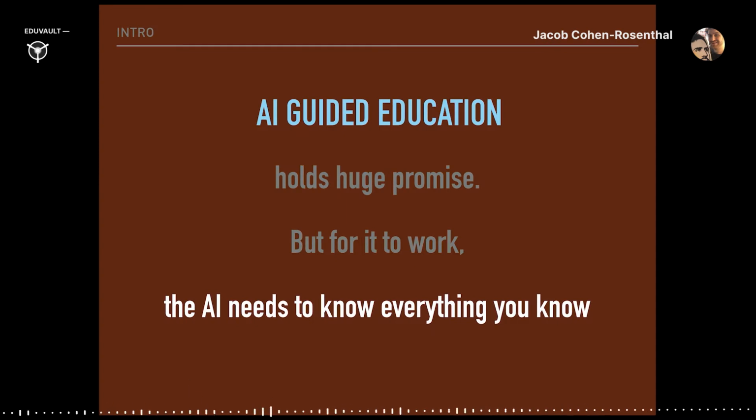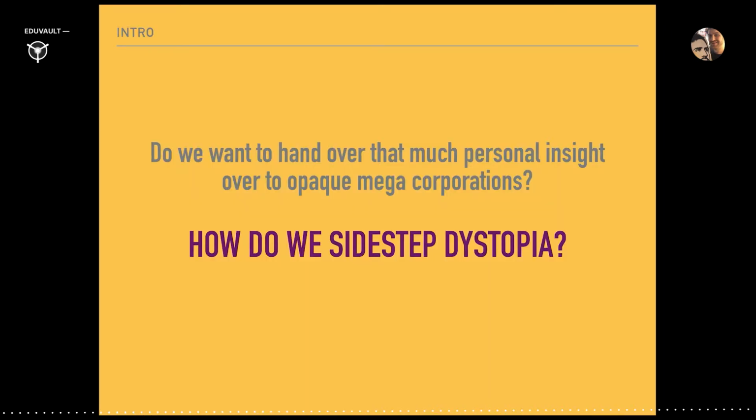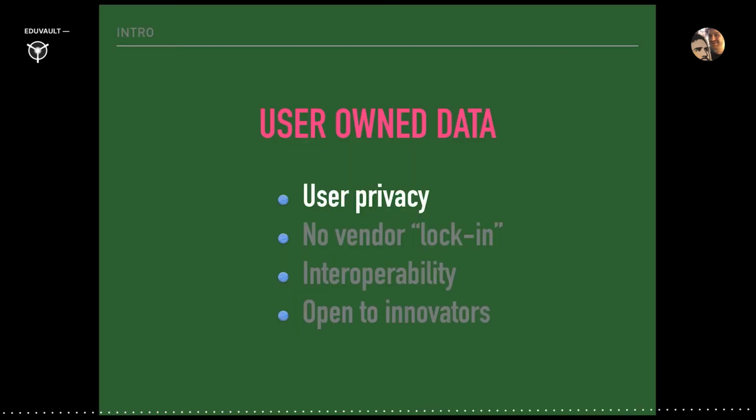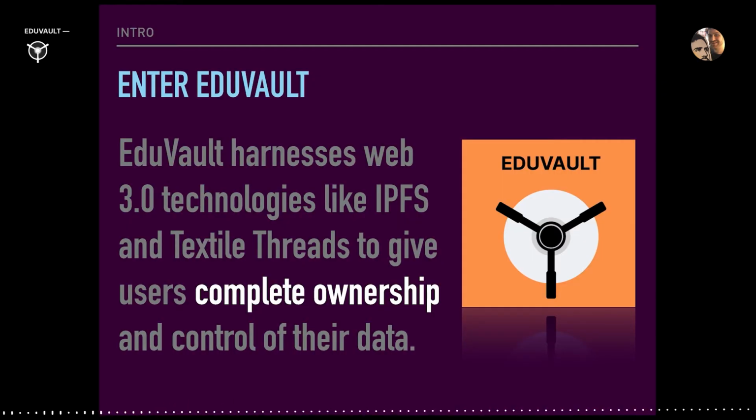This record of their progress is crucial for AI-guided education. But the AI will need to know everything that you know. Do we really want to give mega corporations that much personal insight? How do we sidestep this dystopia? By letting users own their own data. eduvault harnesses Web 3.0 technologies like IPFS and textile threads to give users complete ownership and control of their data.